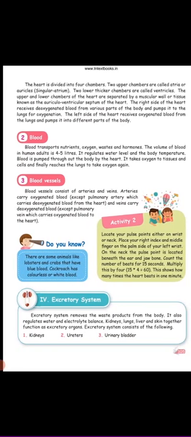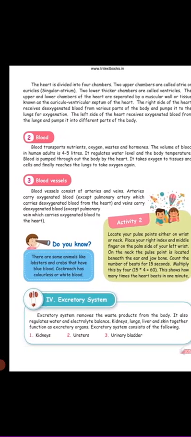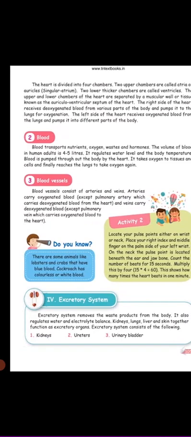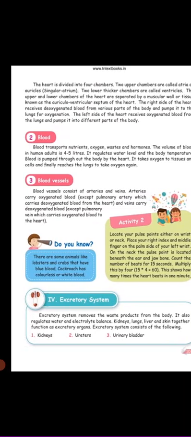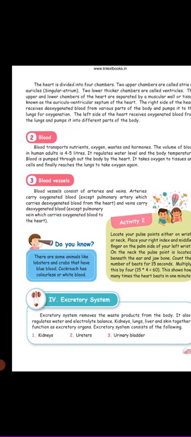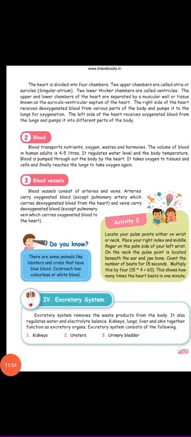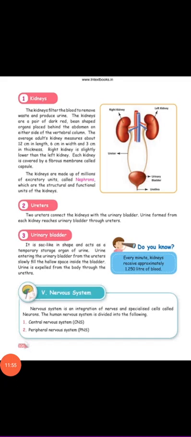So what are the three things? The three excretory organs are kidneys, ureters and urinary bladder. The first excretory part is the kidney. What the kidney does is remove the waste from the blood, and that waste comes outside as urine.